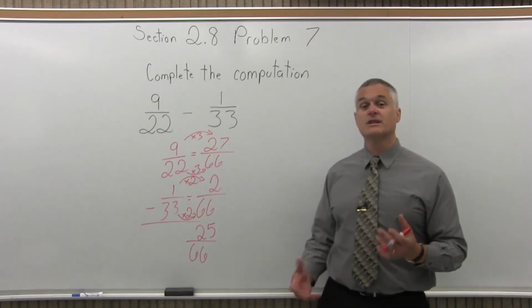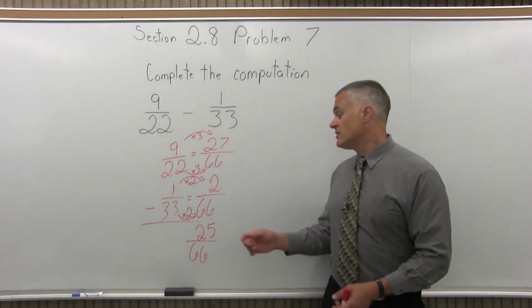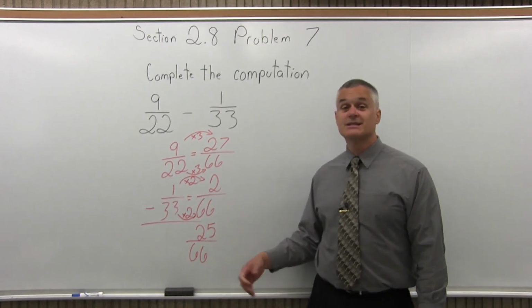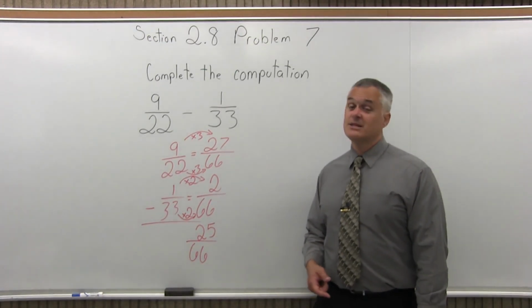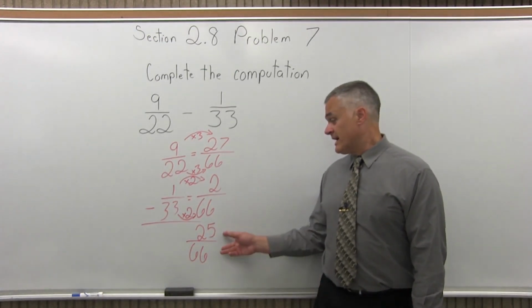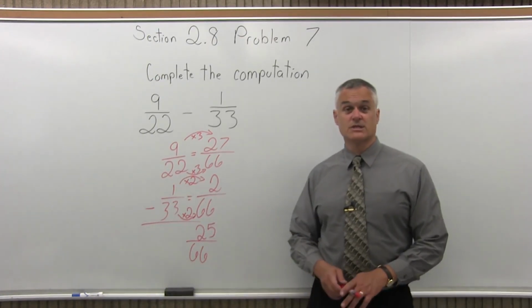And you should ask yourself, can this be reduced? Is there any value that divides into both 25 and 66 evenly? And in this case, the answer is no. So that is the final answer, 25 over 66.